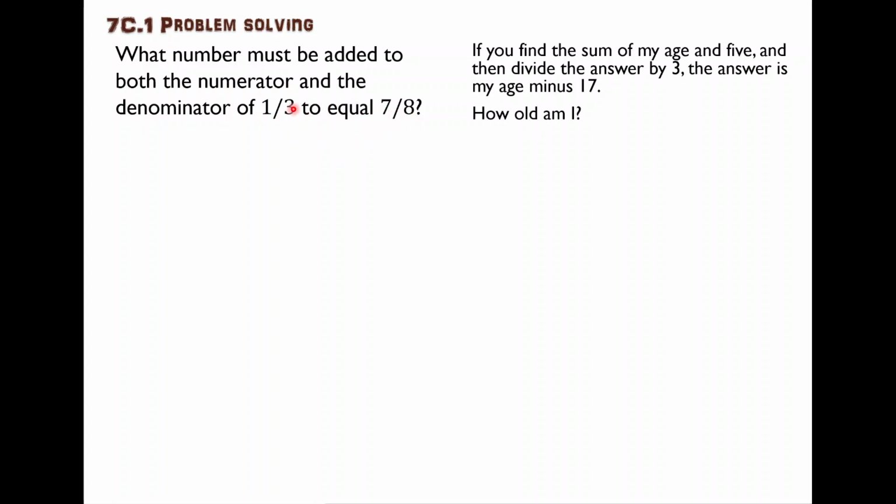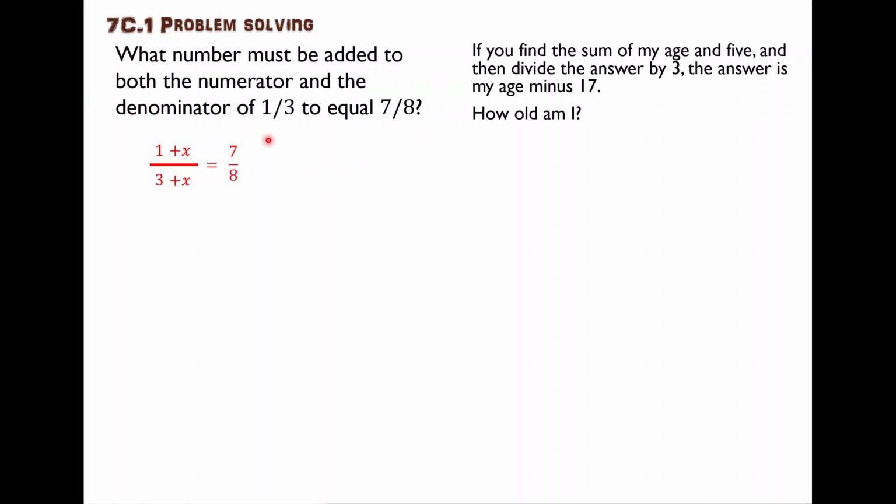Let's break this down a bit. I have the fraction 1/3, or a third. And there is a number that I can add to the top and the bottom, the same number, so that the answer will be 7/8. If that number is x, then when I add the number to the top to get 1 plus x, and I add that number to the bottom, the denominator, to get 3 plus x, the answer will equal 7/8.